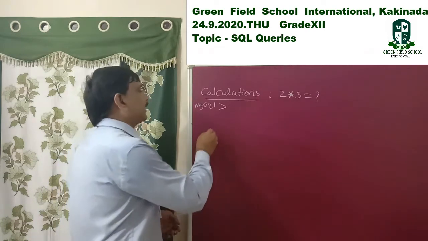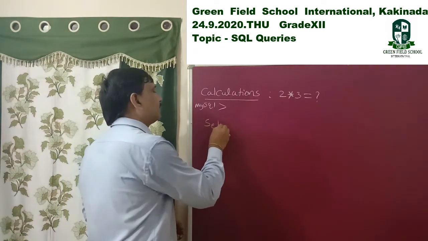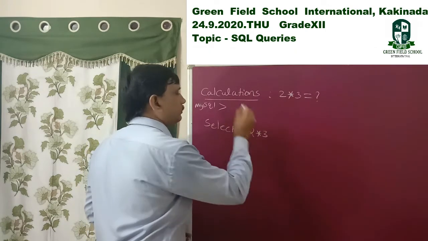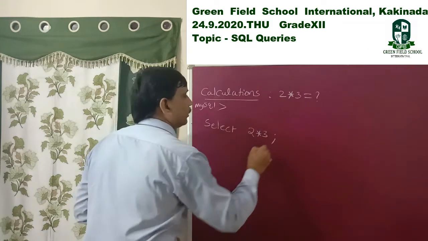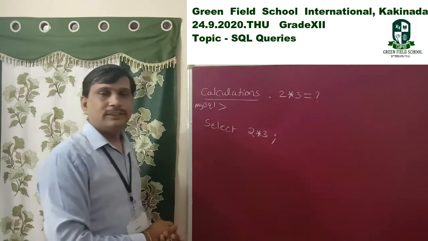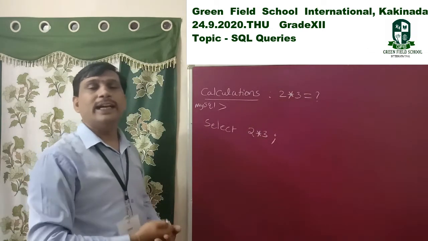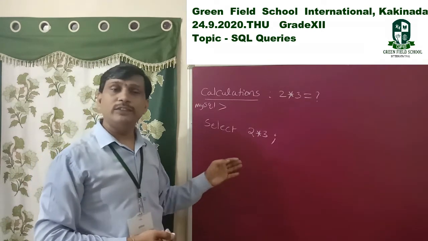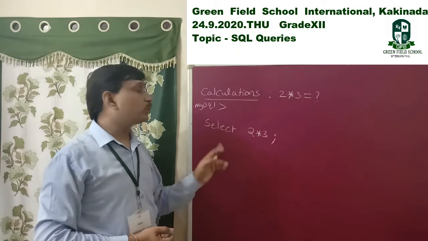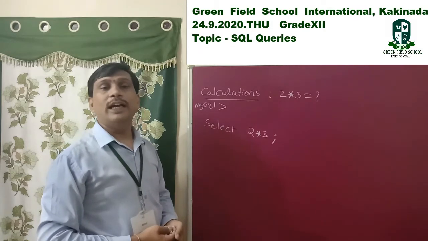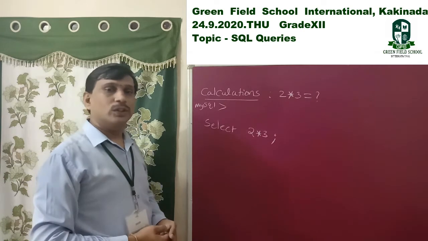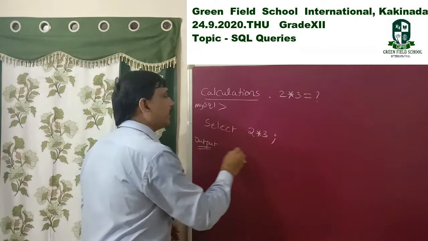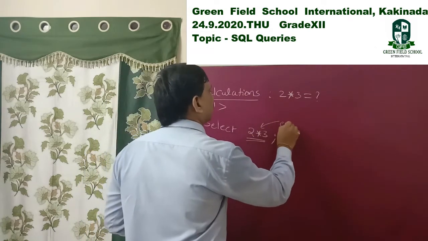See, I write SELECT 2 star 3 semicolon. Here I calculate without getting any data from a table, so I do not specify any table name. This is valid without specifying FROM and WHERE clauses. Next, the output of this expression, this calculation.